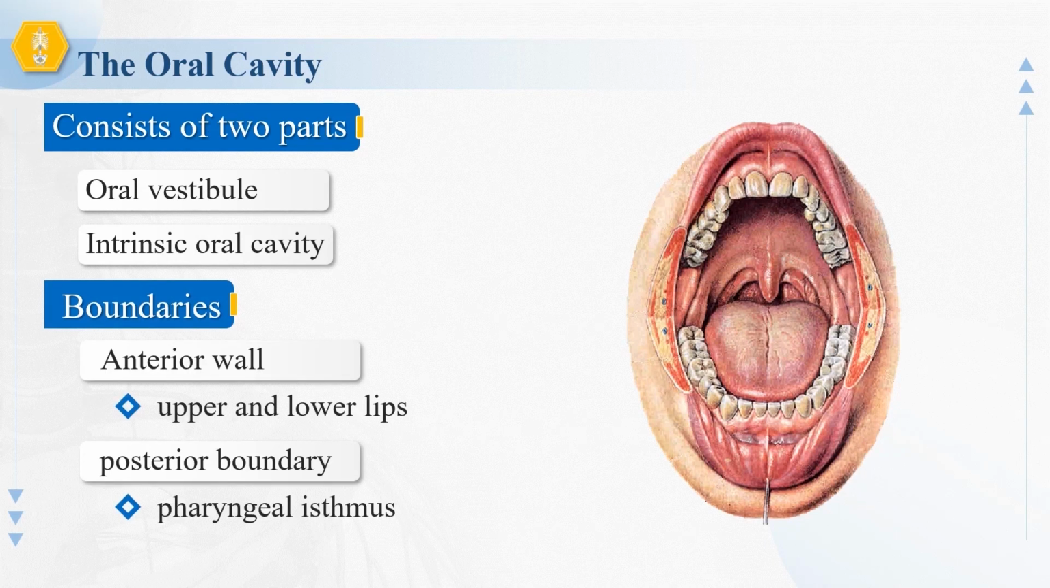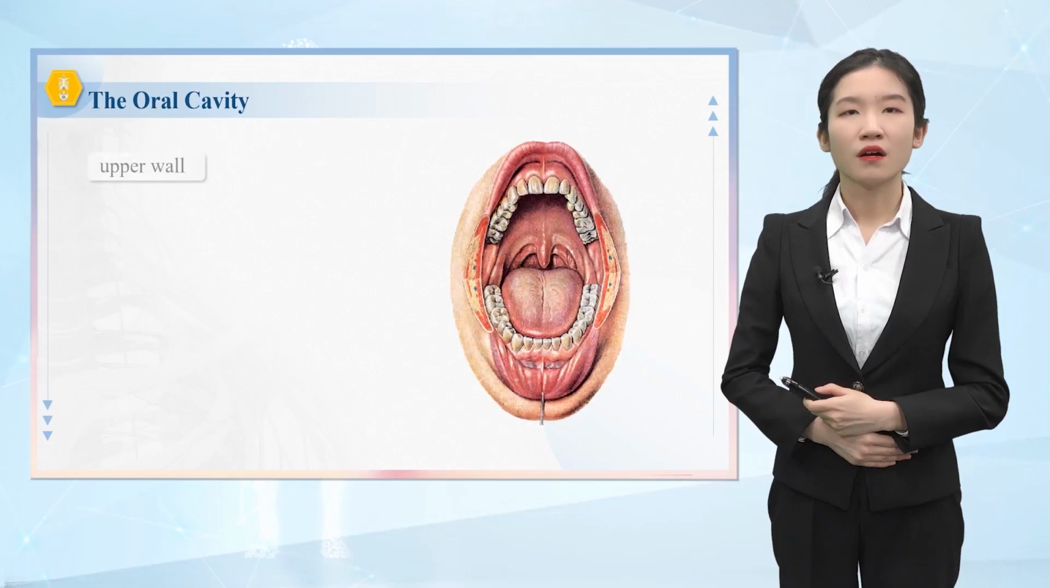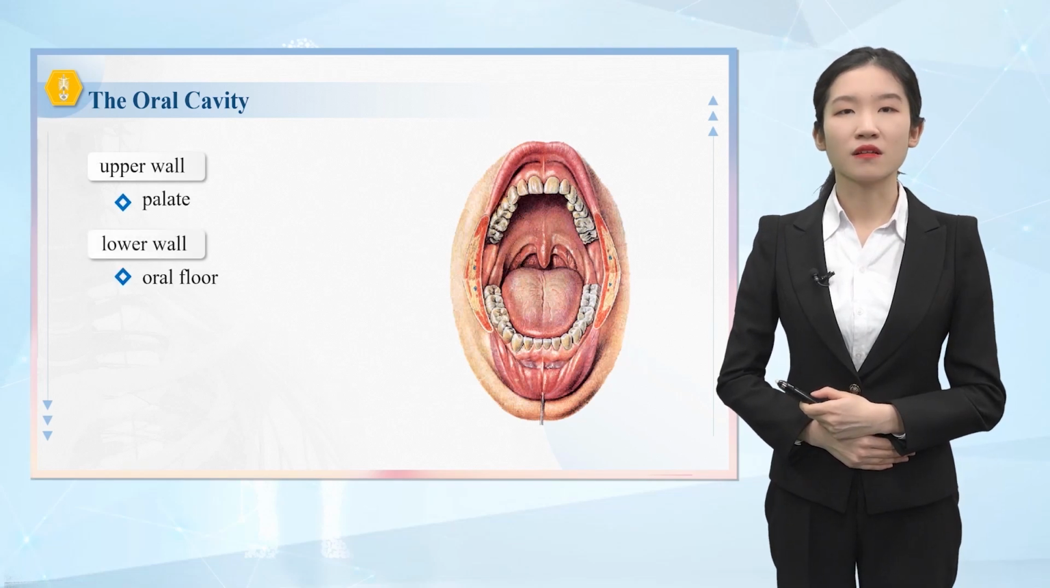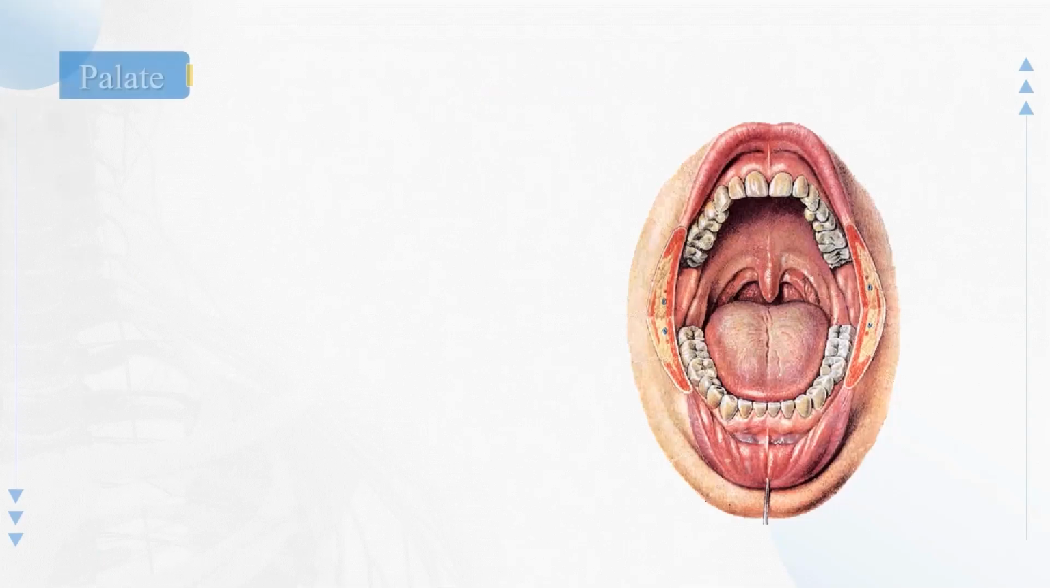Boundaries. The anterior wall is the upper and lower lips. The posterior boundary communicates with the pharynx through the pharyngeal isthmus. The upper wall is the palate, the lower wall is the oral floor, and the lateral wall is the cheek.